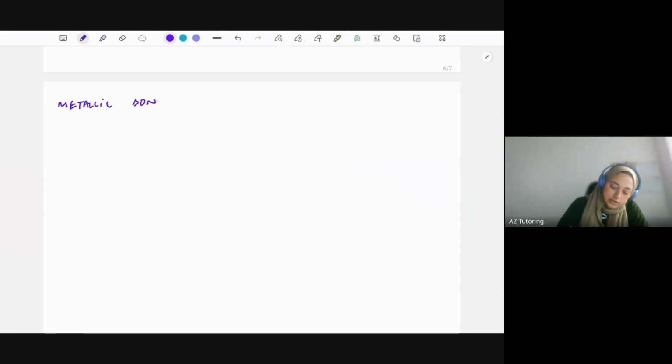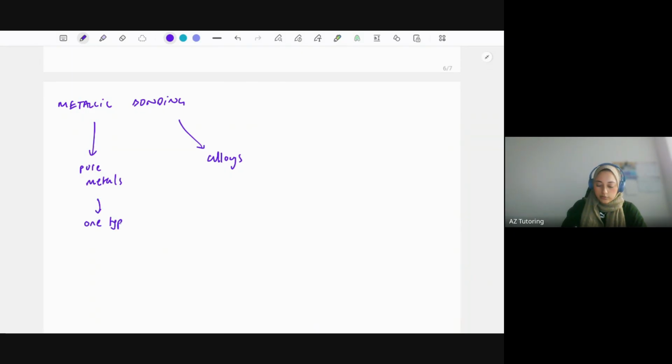metallic bonding, you can either have pure metals or you can have alloys. So what's the difference? Now, pure metals is just one type of metal, whereas alloys is a mixture of metals. The one we more commonly see that we use in everyday life is alloys, and you'll see the reason why.